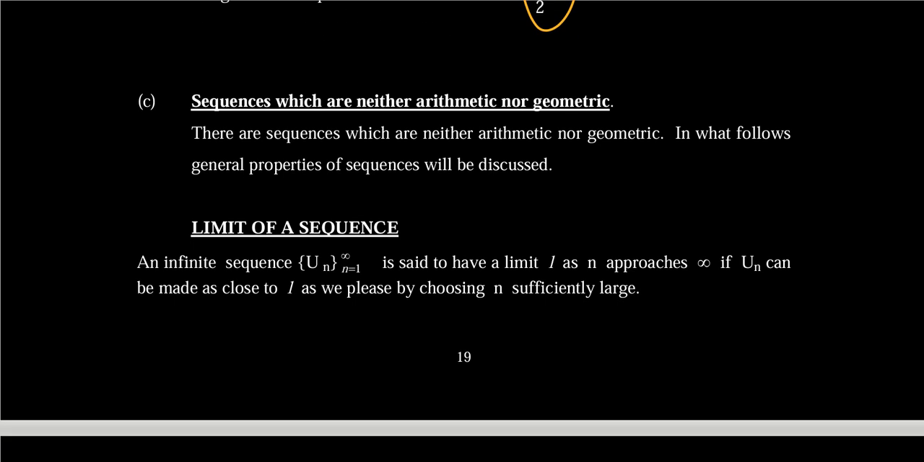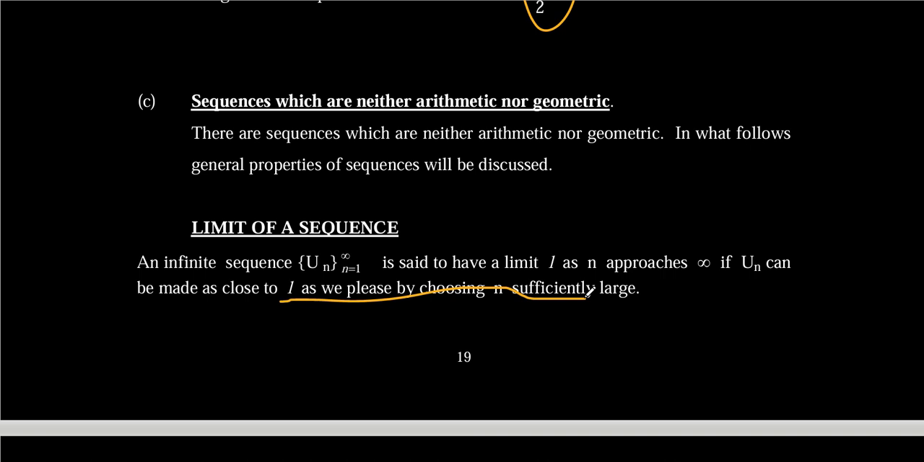Now, let's take a look at the limit of a sequence. An infinite sequence, where u of n runs from the first term to infinity, has an infinite number of terms. That's why it's called an infinite sequence. It's said to have a limit L if, as n approaches infinity, u of n can be made as close to L as we choose by choosing n sufficiently large.